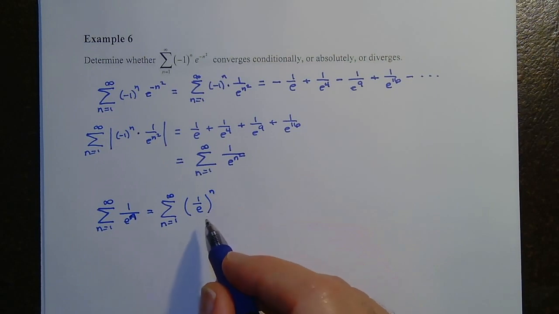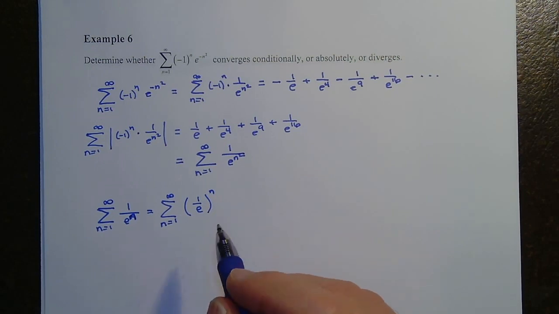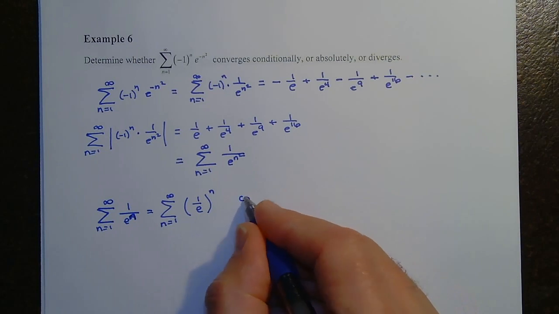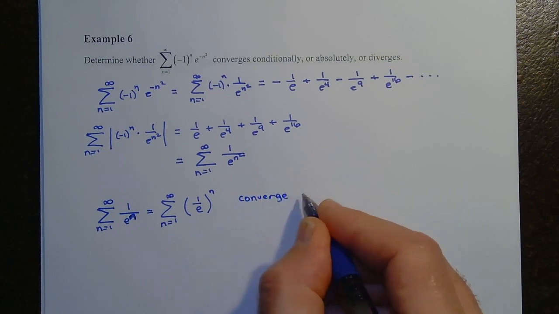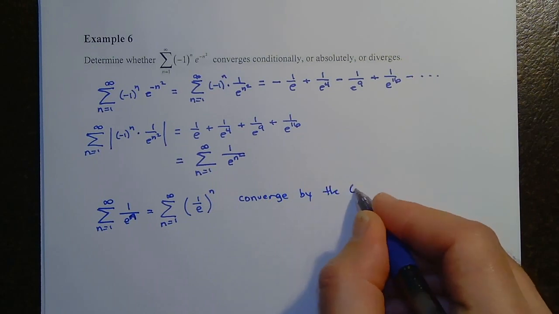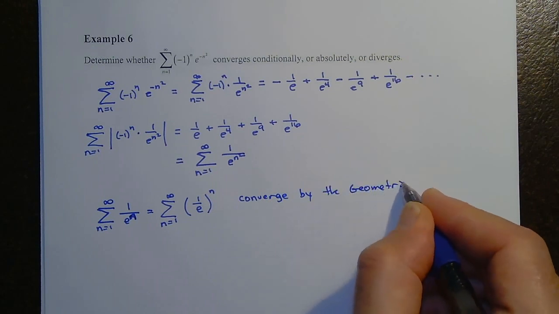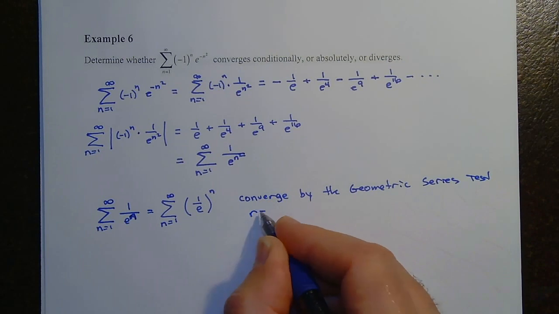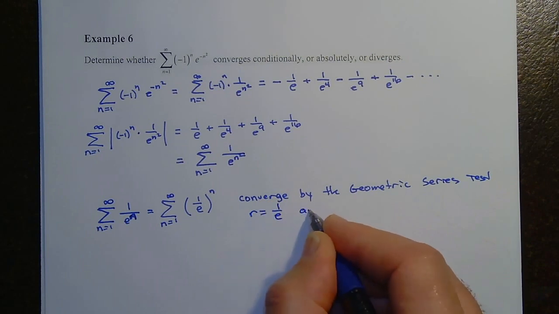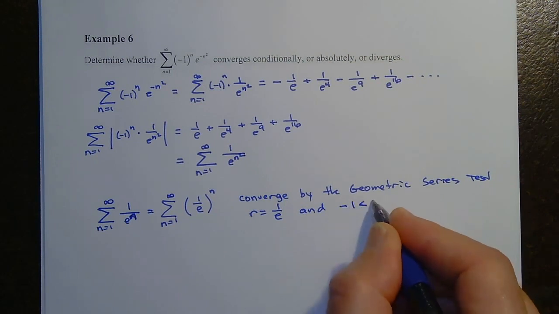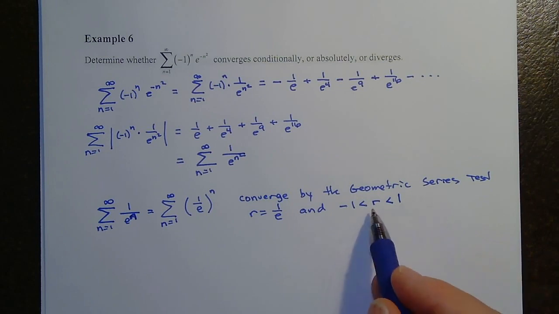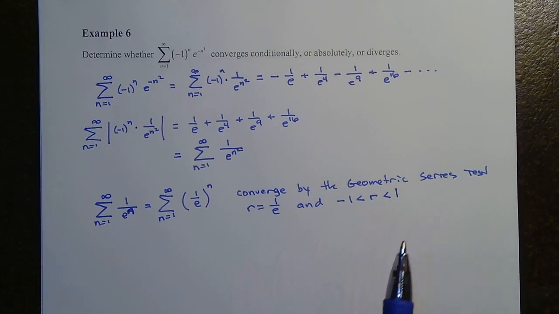And we should recognize this as a geometric series. What's 1 over e? Well, it's between -1 and 1, so this converges by the geometric series test. In this case, r is equal to 1 over e, and -1 is less than r, which is less than 1. For a geometric series to converge, your common ratio r has to be between -1 and 1. Okay, how is that helpful?